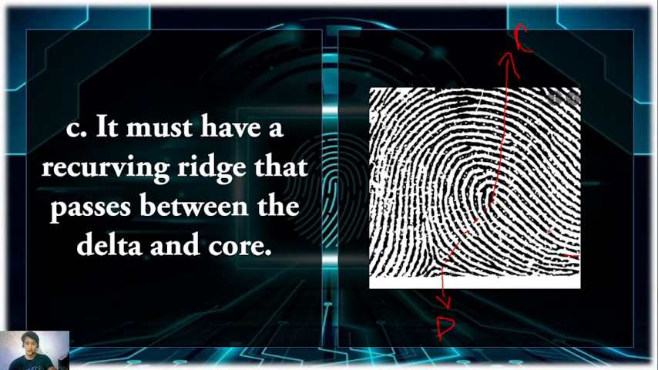So let's count. Is there one? That's one. Is there another recurving ridge here? There is also. So that's two. How many more? Three, four, five, six, seven, eight, nine, ten, and almost past ten. So at least it must have one recurving ridge. It can be one, two, three, and so on. So we can now say that it is a loop because it has a recurving ridge that passes between the core and the delta.